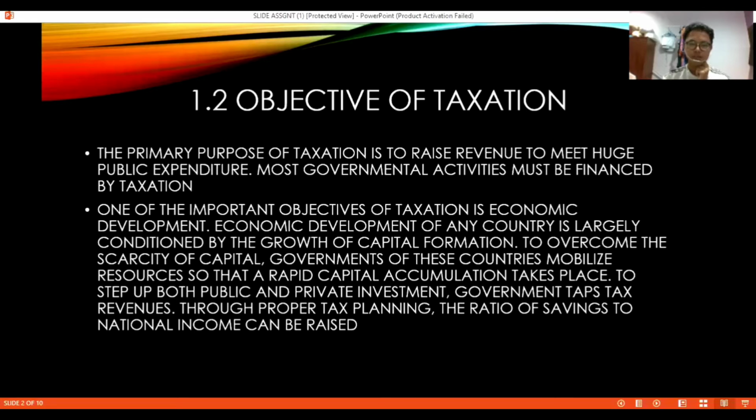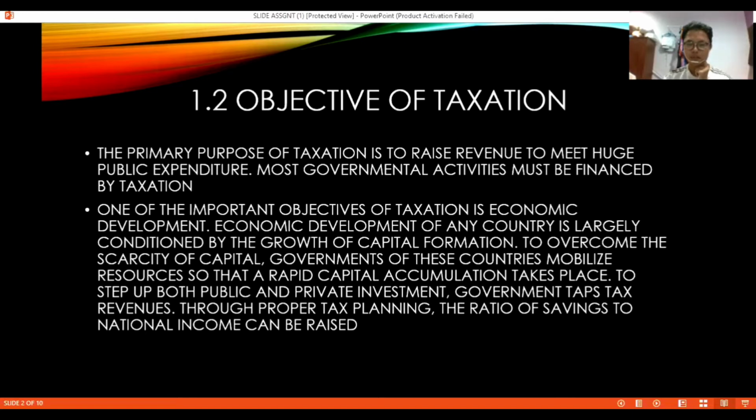The next is the objective of taxation. The primary purpose of taxation is to raise revenue to meet huge public expenditure. Most governmental activities must be financed by taxation. And one of the important objectives of taxation is economic development.